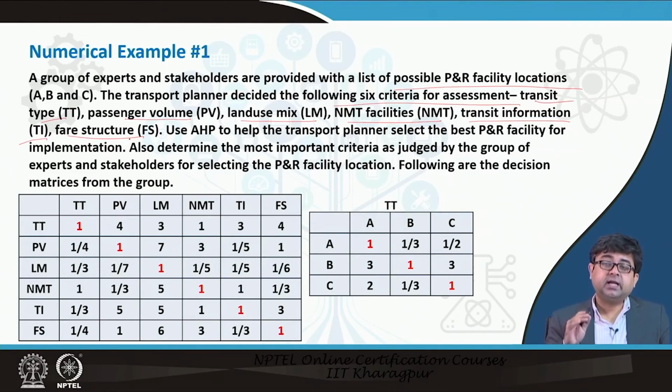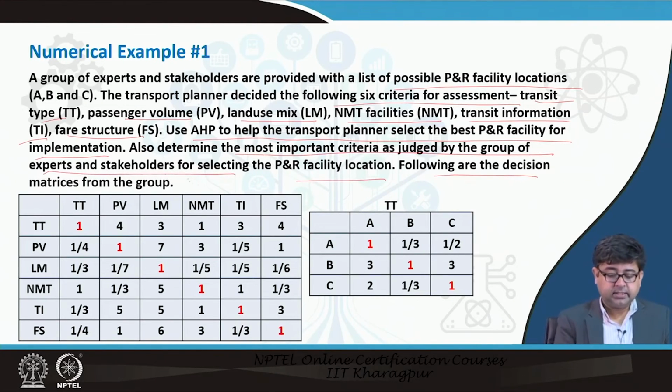There are 6 criteria against which each of these sites have to be evaluated, and the responses have to be taken from the various stakeholders on this. Using AHP, help the transport planner select the park and ride facility for implementation. Also determine the most important criteria as judged by the group of experts and stakeholders for this selection. Following are the decision matrices. So, for simplicity, we have already developed the decision matrices for you.